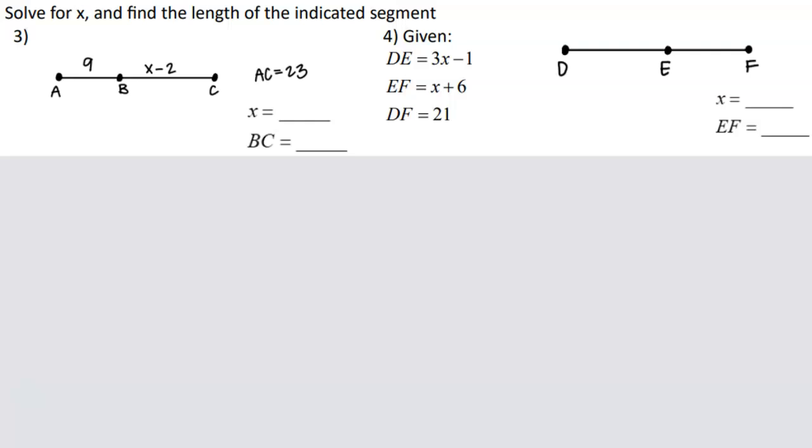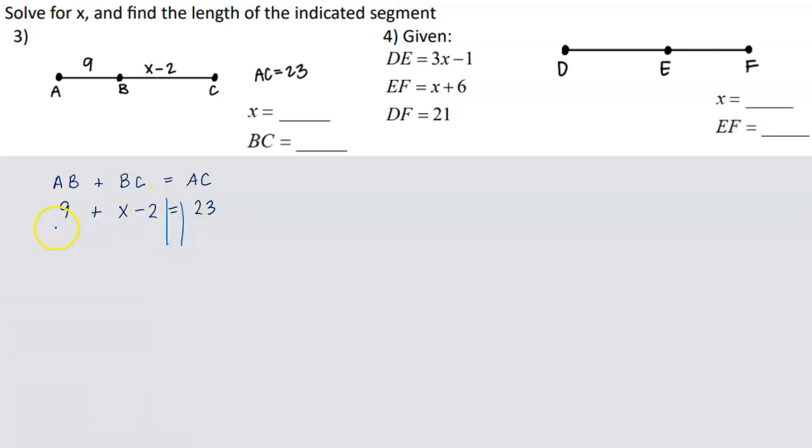Okay, so if I look at number 3, I'll do this one with you. I have information that AC is equal to 23. So I know that because of segment addition, AB plus BC is going to equal AC. Now I'm going to fill in the numbers I know. AB is 9. BC is x minus 2. And AC is 23.